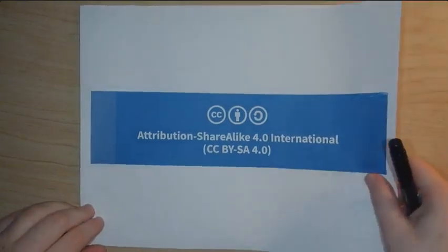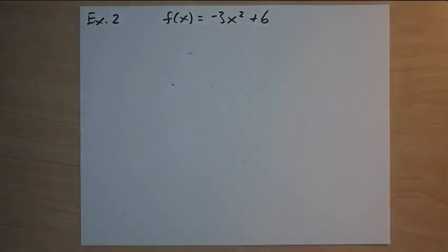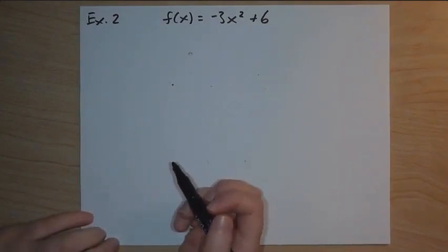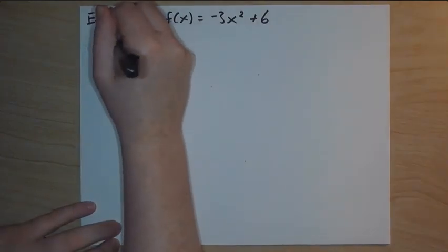This is Lab 20, Example 2. We have the function f of x equals negative 3x squared plus 6. We want to find the vertex, the x-intercepts, the y-intercept, and the range of this quadratic function. So we're going to find the vertex first.